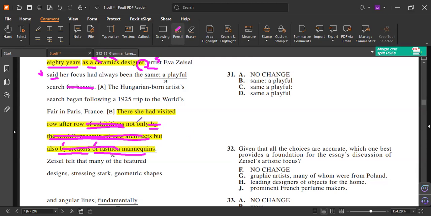What is the subject and verb? There, she had visit, subject and verb. Visit what? Row. After row. That is easy or hard? So easy. Now, what is the lesson of today? Delete all the phrases to find the subject and the verb. If your subject is singular, your verb must be singular. That's it.